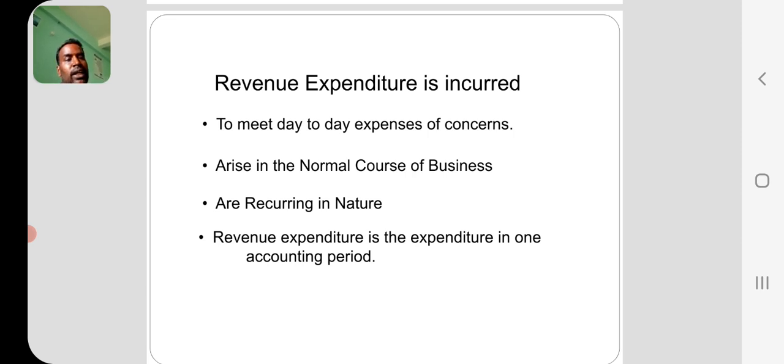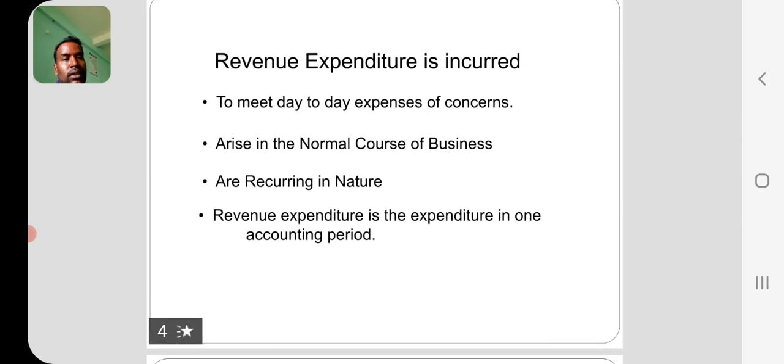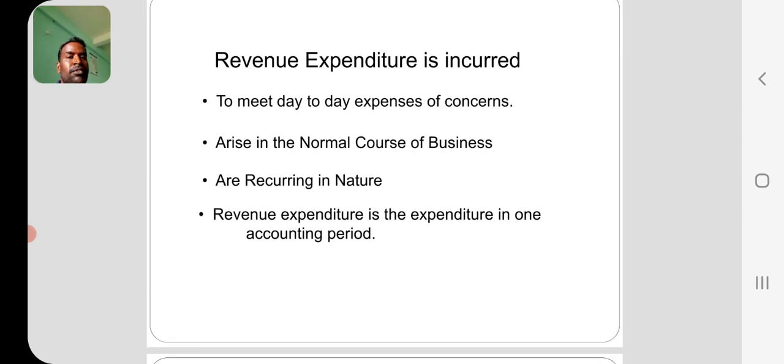or recurring in nature. Revenue expenditure belongs to only one accounting period, means the current accounting period, for example 21 to 22, or 20 to 21, or 19 to 20, like that. Only the expenditure belonging to that current year. Okay.